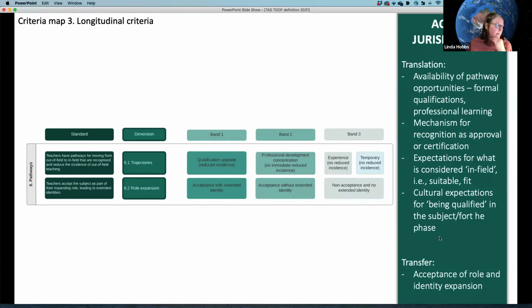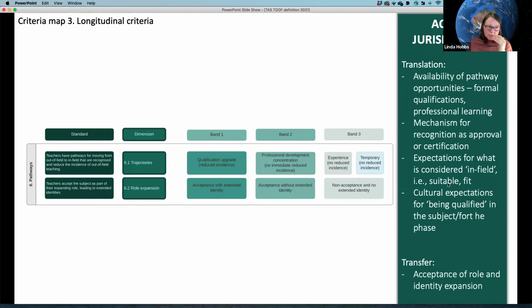And then the pathways one, I think, is a big one. There's only two things here, but really, are there pathways available for teachers? In terms of formal qualifications and professional learning, and the mechanisms for recognising that in terms of approval or certification. We have differences across states in Australia on that, in that you have accredited professional learning in some states, but not in others.